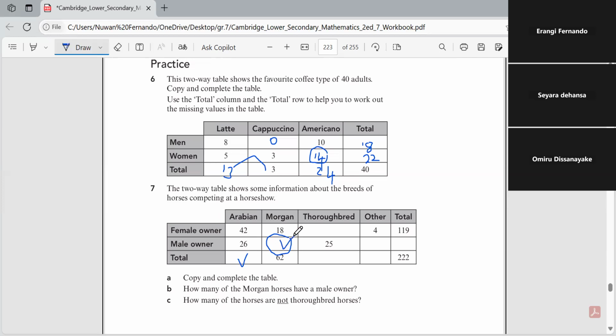44. Right. Okay. So we can take the total here, right? Male total we can get easily. How to get this total? You need to subtract from 222, subtract 119. What is the answer? 103. Okay. Right. After that, how to do? Where to start now?